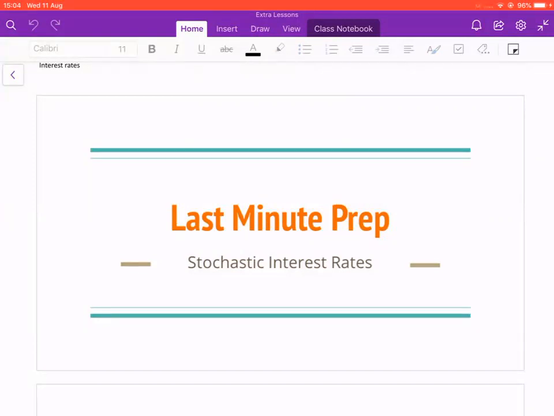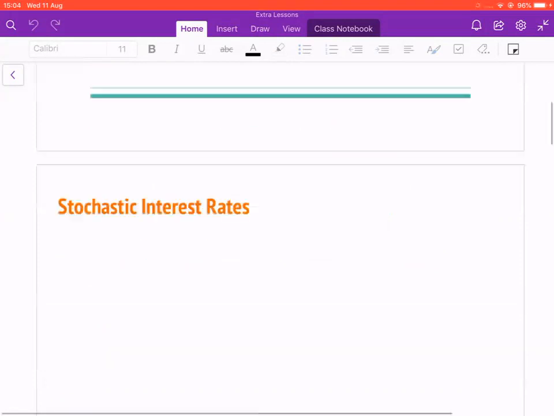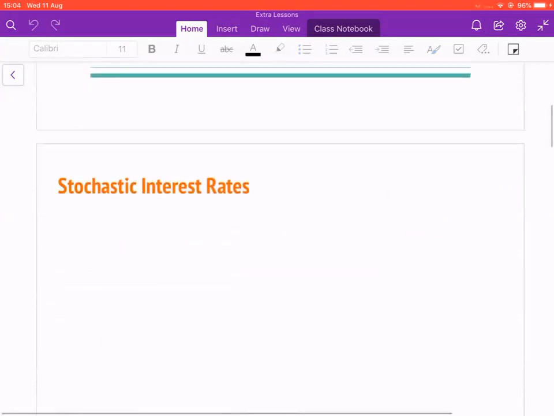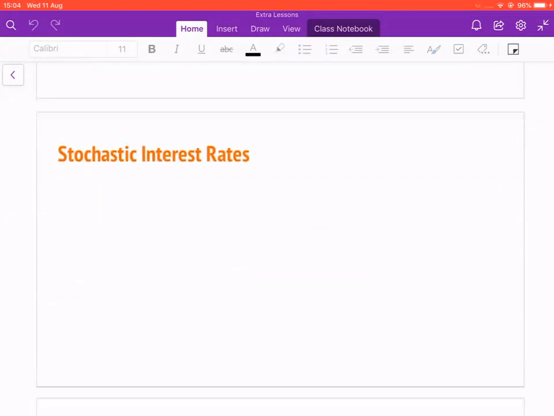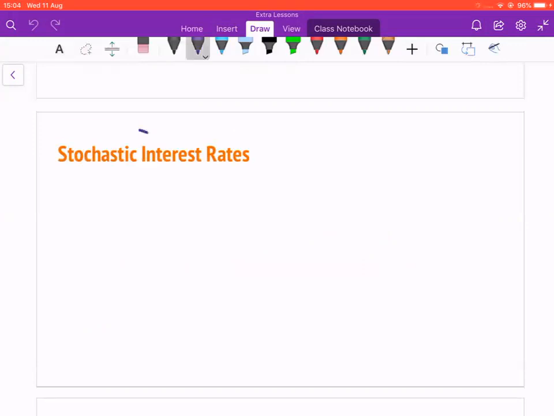So anyway, stochastic interest rate is when we are considering interest rate again. As the name suggests, this is a stochastic interest rate, which means that the interest rate is random. Throughout high school, and even first year and second year, we have only been looking at interest rate as a constant variable.